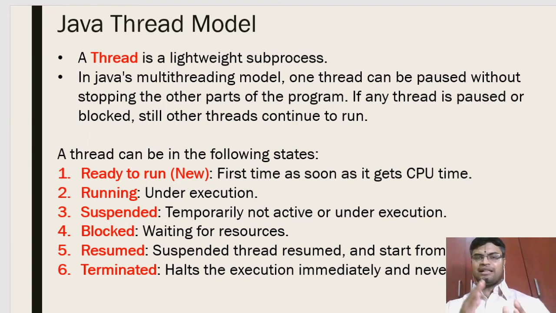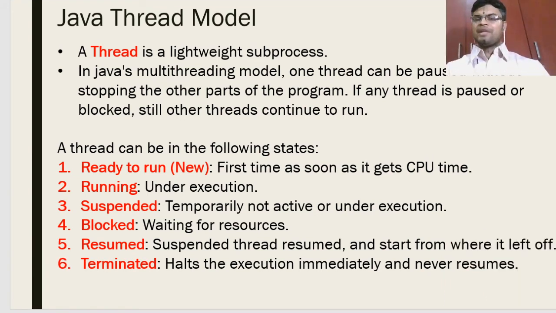Next, after it is either suspended or blocked, it can again resume the execution of your thread. You can see here, a resumed state basically means that if that thread had been suspended temporarily because of maybe some input from the user, or is in the blocked state because it is waiting for some resource, then it can start executing from where it left off. That state is called the resumed state, where the suspended thread resumes and starts from where it left off.